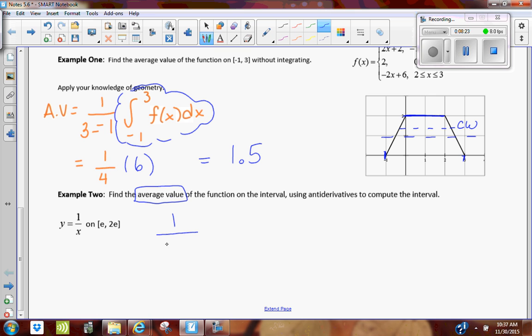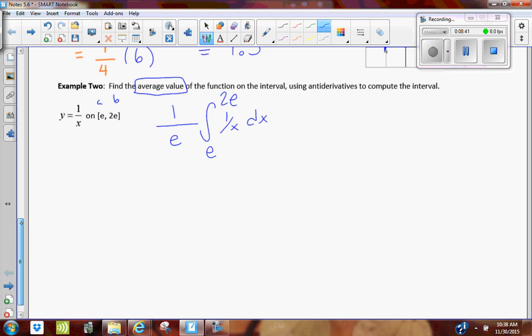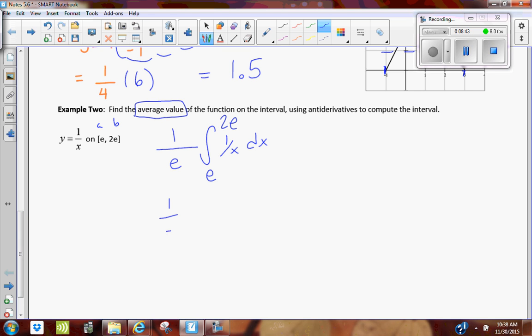So what is this going to say right here? If this is your a and this is your b. E, because 2e minus e. Integral from e to 2e of 1 over x dx. What's the antiderivative of 1 over x? Natural log of x from e to 2e.